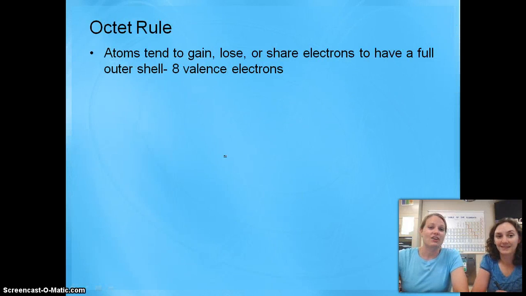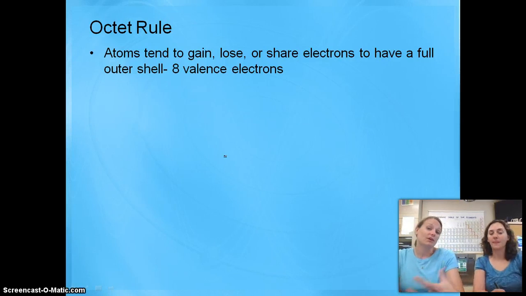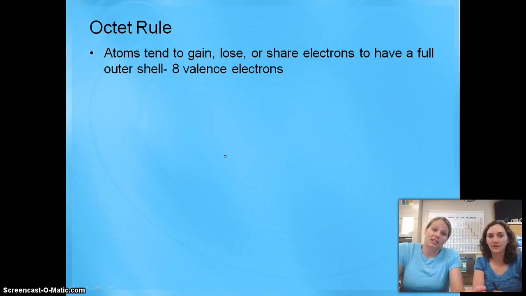All right, your octet rule. We've been talking about this for a while. Atoms tend to gain, lose, or share electrons to have a full outer shell. Just like we mentioned with fluorine. Fluorine wants to gain that 1 to get to 8. Octet rule, octet, 8, want to get to 8. That's a very easy trend.